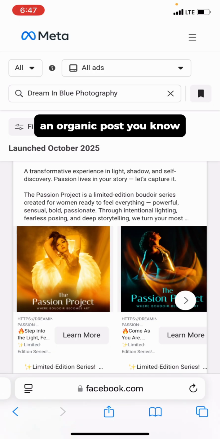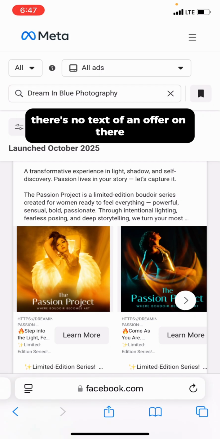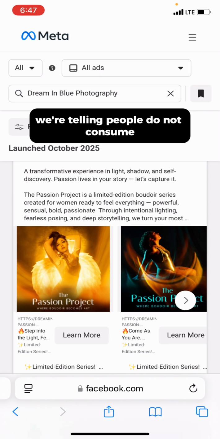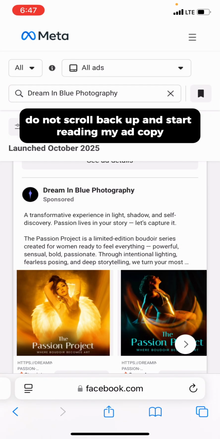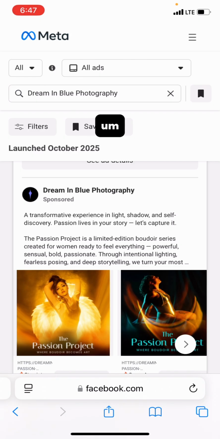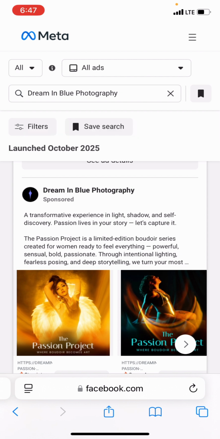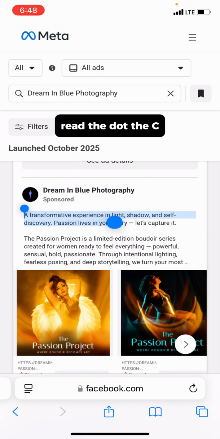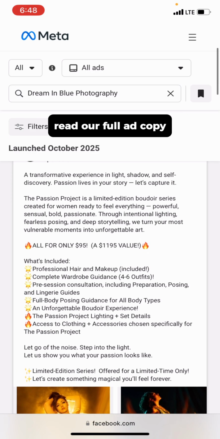Because guess what? An organic post, someone's posting their dog or a bikini pic, whatever, there's no text of an offer on there. It's an organic post. So by making it look more like an ad, we're telling people, do not consume, do not read what I got written here. Do not scroll back up and start reading my ad copy. People got ad blindness, banner blindness, whatever you want to call it. People don't want to be sold to. And so this is a mistake because we're getting fewer women to scroll up, read the see more headline, and fewer women to click, open, and read our full ad copy.